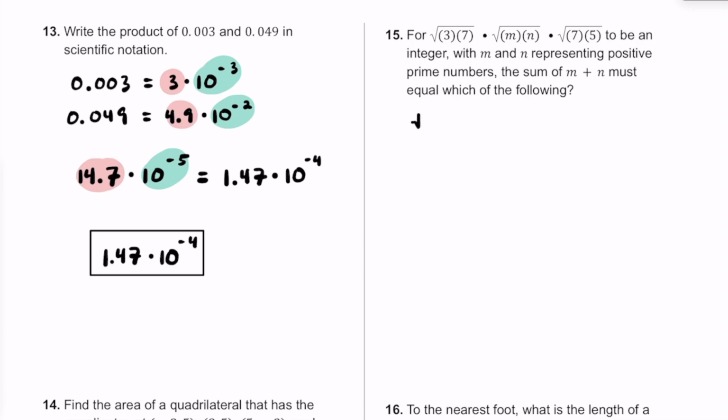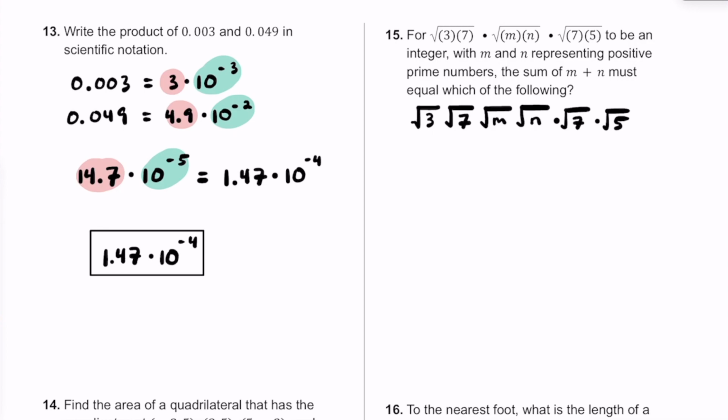And what I'm going to do to start is use a property of radicals, which is that you can separate these bases inside here as long as we're multiplying everything together. So we have root 3 times root 7 times root m times root n times this root 7 times this root 5, right? I'm just separating so every base has its own. And I'm going to show you why I'm going to do that.